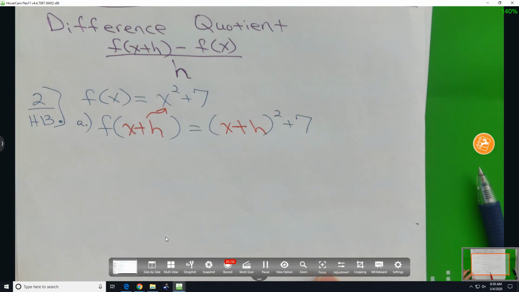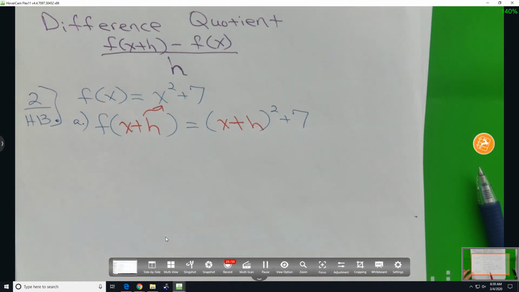Well, there's some simplification here. Maybe it's not as easy as you think. It's not just x squared plus h squared. What are we going to have to do? You've already said this four-letter word once. FOIL.